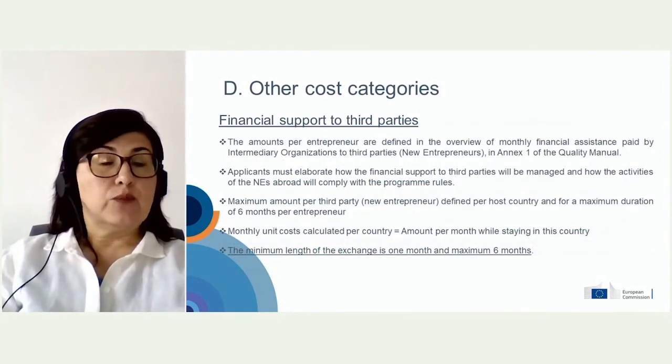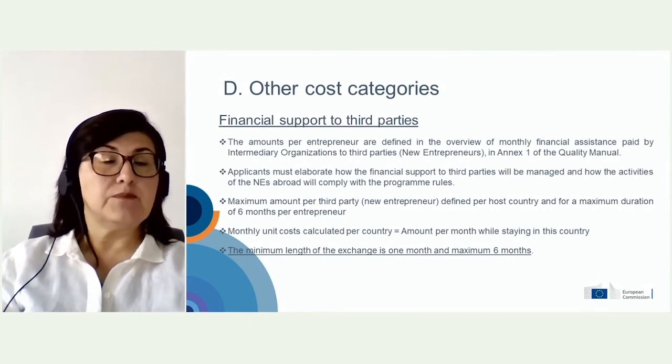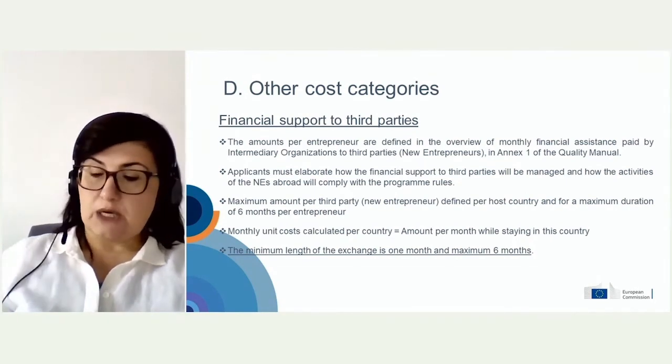Another recommendation, please stick to the amount per month, and please always remember that the minimum length of the exchange for the new entrepreneurs is 1 month and the maximum is 6 months. So the financial support to the new entrepreneurs will be the monthly unit cost calculated based on the host country and while staying in this country.